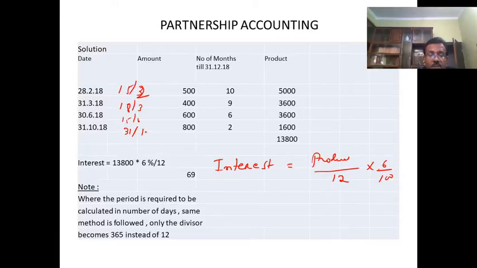So in this type of case, instead of the number of months, you need to find out the number of days from the date of the drawing, because you cannot calculate it in months, as it can be a broken figure. So in that case, your formula will be the same: interest is equal to product by 365 into 6%. The amount will be the same. Okay. So this is how we do it.